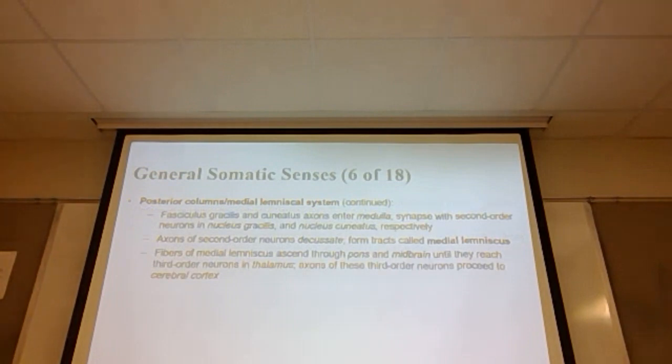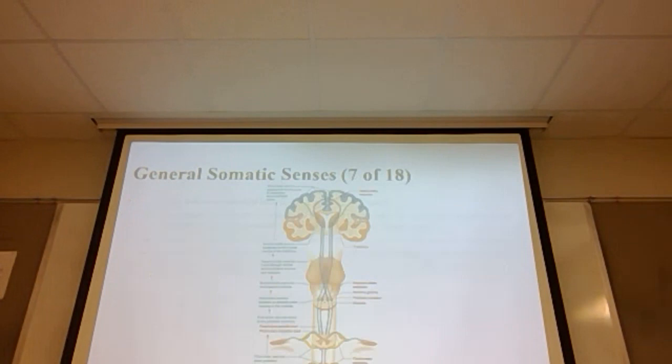The posterior columns, the fasciculus gracilis and cuneatus, those axons enter the medulla. They synapse with second order neurons in the nucleus gracilis and the nucleus cuneatus. The axons of the second order neurons then decussate and form tracts called the medial lemniscus. The fibers of the medial lemniscus ascend through the pons and the midbrain until they reach third order neurons in the thalamus, and the axons of the third order neurons proceed to the cerebral cortex.